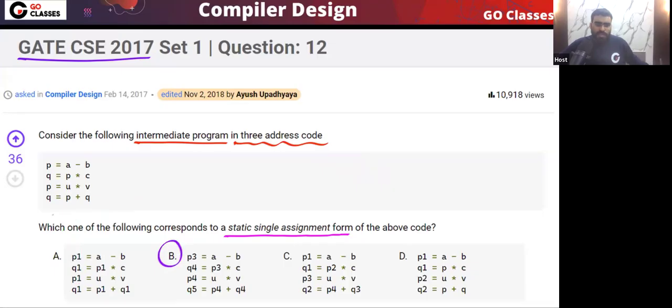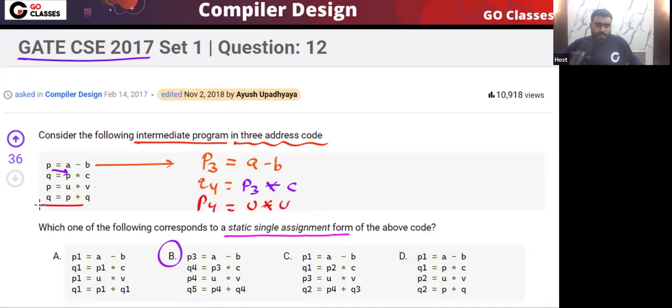What is the problem with option B? Is there any problem with option B? Option B is saying P3, no problem. You can rename this P3. P3 is equal to A minus B, no problem. You can call it Q4, there is no problem. Now here you are using P, so you will use P3. That is also fine. Then you are calling it P4, P4 equal to U into V. That is also fine.